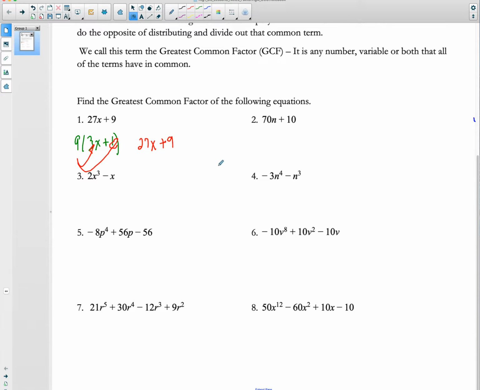So the idea is that we're just going in reverse and thinking about, okay, what was the thing that we multiplied to everything? All right, so what I want you to do real quick is just pause the video and try to attempt number 2, which ends with plus 10. So try number 2 here.